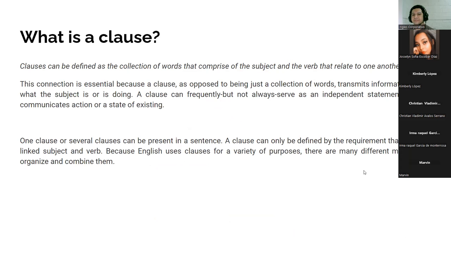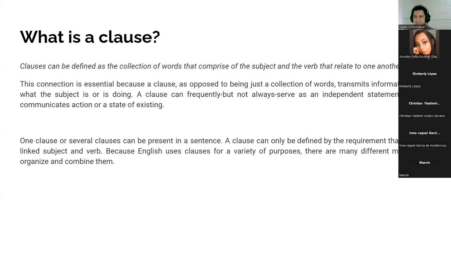What is a clause? Clauses can be defined as the collection of words that comprise the subject and the verb that relate to one another. This connection is essential because a clause, as opposed to just a collection of words, transmits information about what the subject is or is doing. A clause can frequently, but not always, serve as an independent statement, since it communicates action or a state of existence. One clause or several clauses can be present in a sentence.